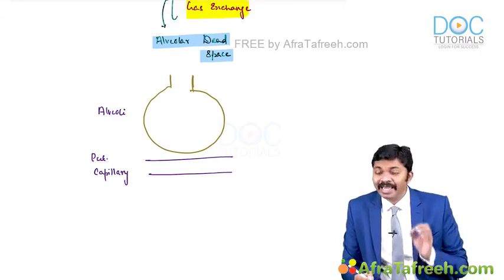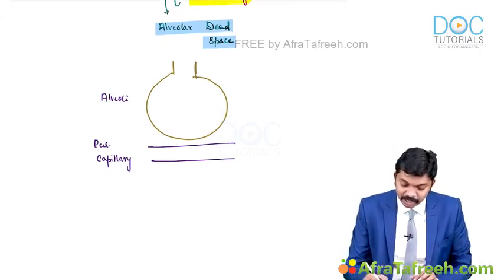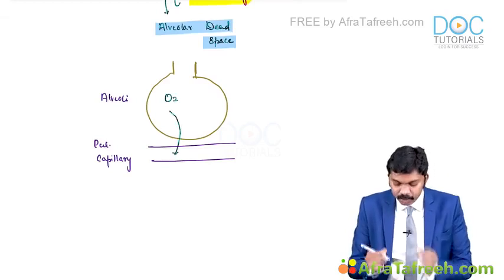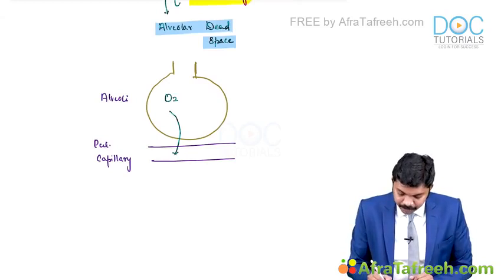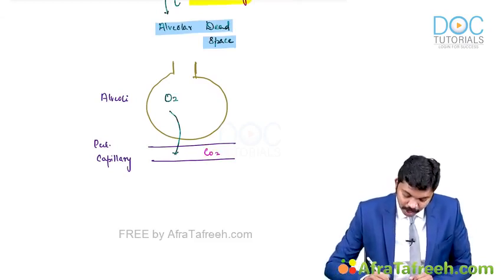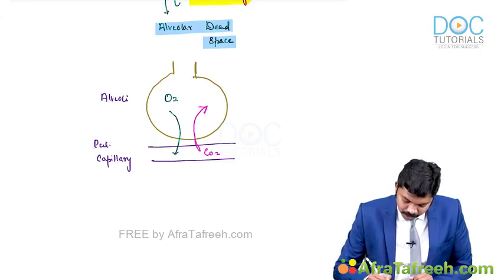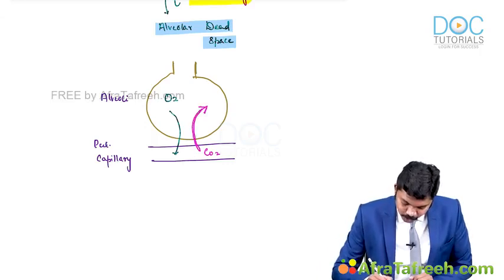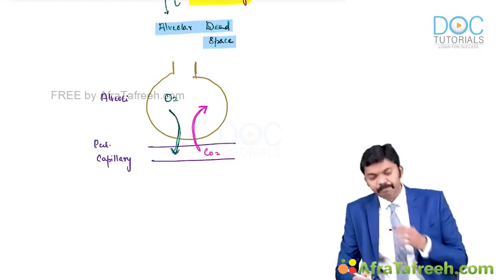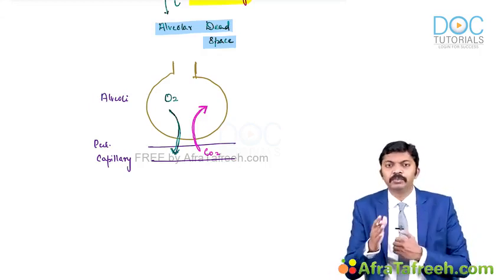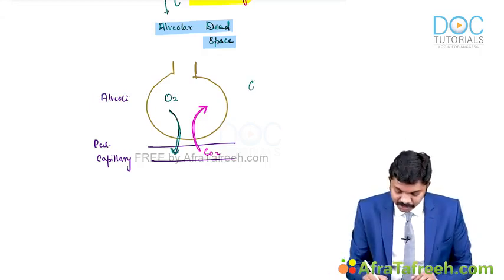Now, when you consider gas exchange, my dear friends, please understand oxygen has to be moved out of the alveoli into the pulmonary capillary. At the same time, carbon dioxide has to be moved out of the pulmonary capillary into the alveoli. So, it is going to be a dual exchange of gases. On one side, the alveolus empties out oxygen, on the other side the pulmonary capillary empties out carbon dioxide. This simultaneous cross movement of gases is called gas exchange.